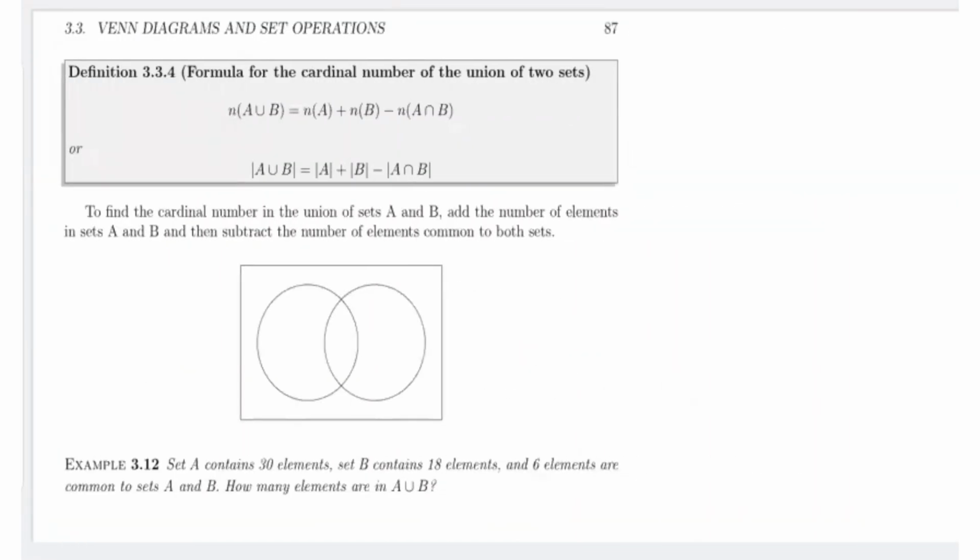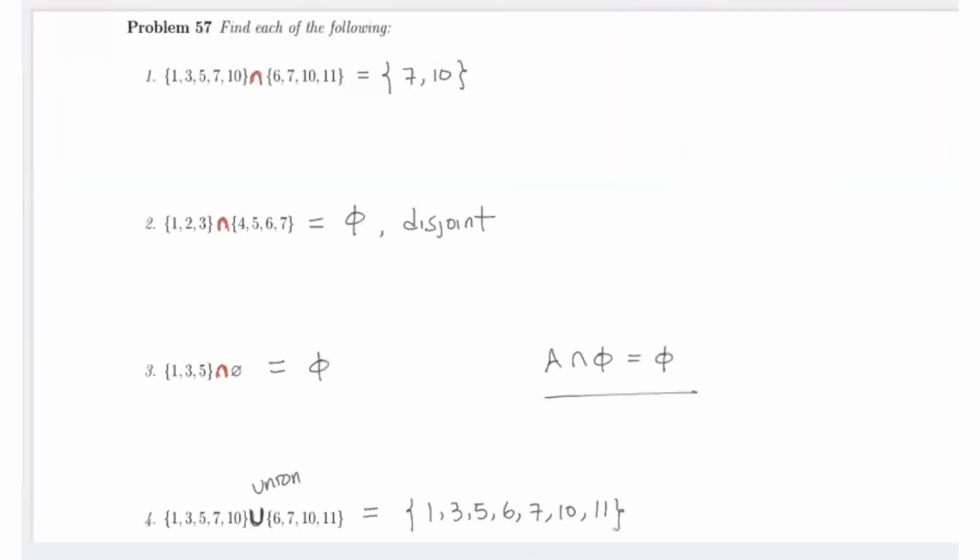So I want to move to the next one. What I want to do is find the cardinal number of a union of sets. So you do know what a cardinal number is. Cardinal number means the number of elements of a given set, right? I want to show you one thing before I move on. So go back to the previous page.